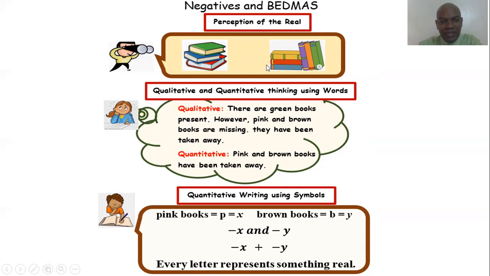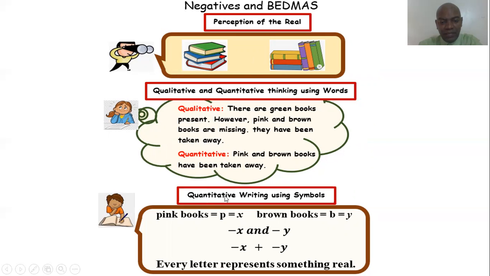Again, you can perceive the same image and you may think qualitative and quantitative thinking using words. Qualitatively, you may say there are green books present. However, pink and brown books are missing. They have been taken away. Pink and brown books have been taken away.